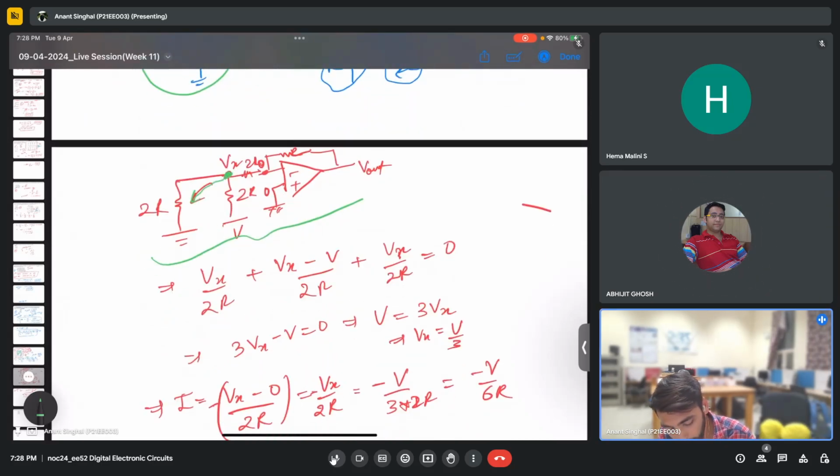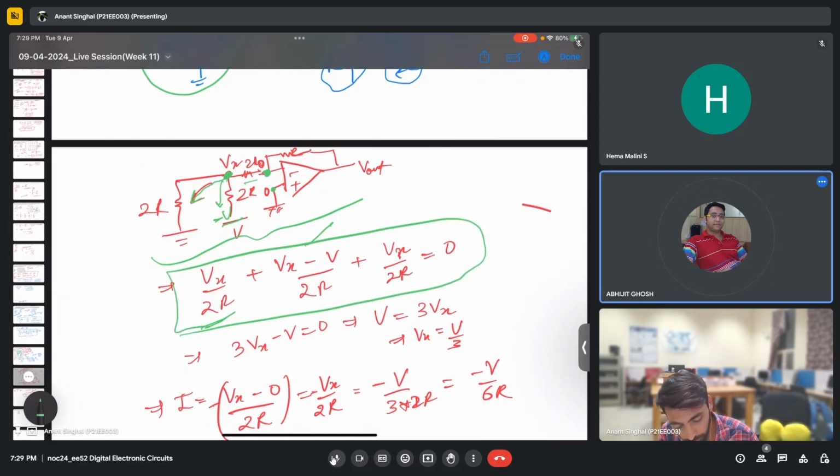So this is Vx by 2R, the first term. Second term is Vx minus voltage, that is V, by 2R. Plus the third term is, since this is ground, so this is also virtually ground in an op amp, if you are aware. So this is Vx minus 0 by 2R. KCL is applied, which gives the final V to be 3Vx.